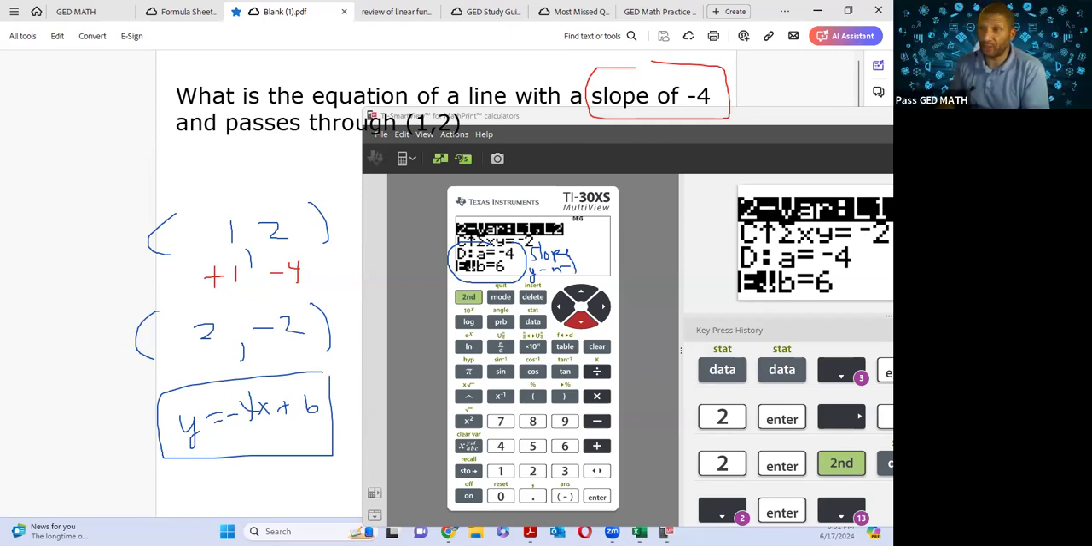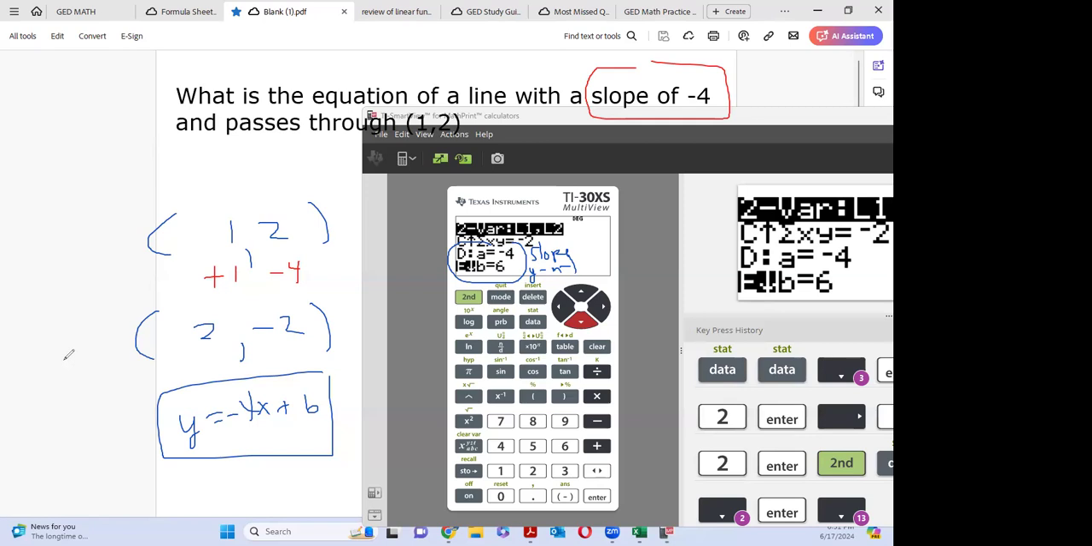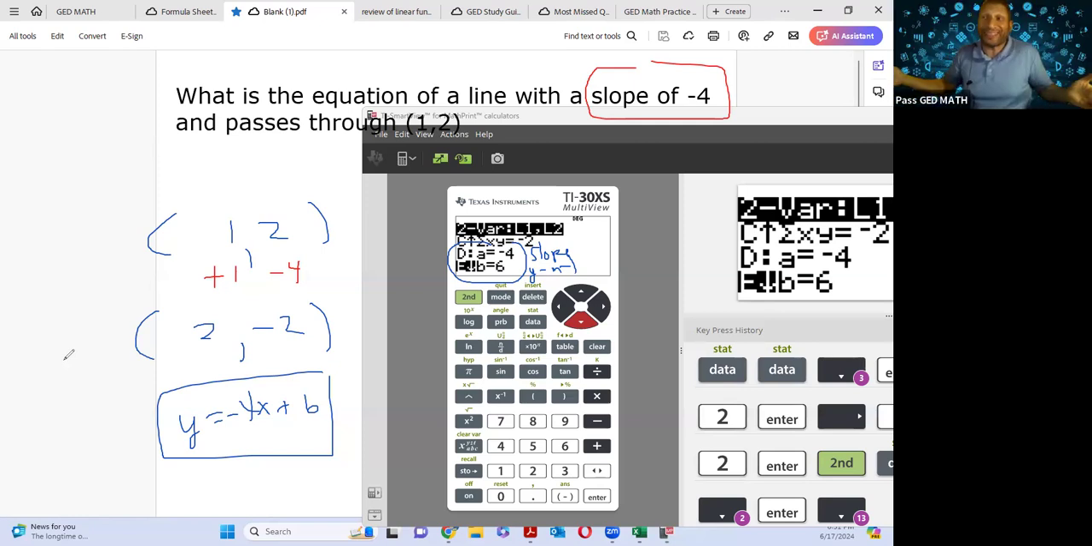What I'm trying to tell you is, I want you to understand it conceptually. I want you to understand how to do it by hand. Once you understand how to do it by hand, then you go learn how to do it with the calculator, because this is the key. Instead of spending 2-3 minutes on this problem, I just spent 8 seconds.